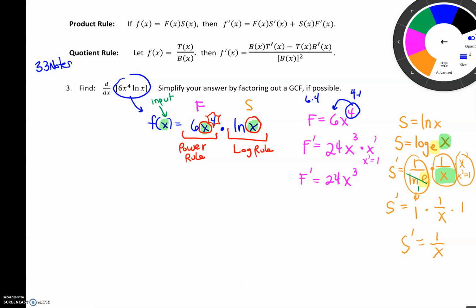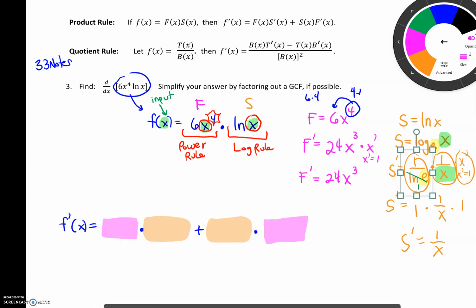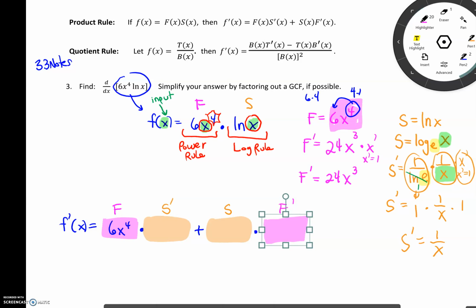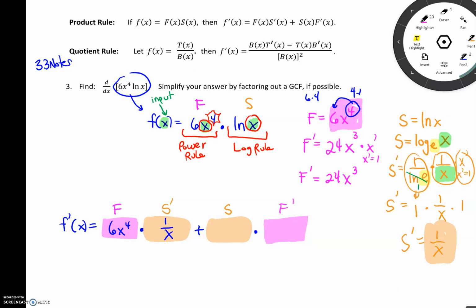Okay, so here we go. My product rule template says we do the first factor times the derivative of the second factor plus the second factor times the derivative of the first factor. So let's find all those pieces. My first factor was just 6x to the 4th, and the derivative of the second factor turned out to be just 1 over x, plus the second factor, that was natural log of x, times the derivative of the first factor, which turns out to be just 24x cubed.